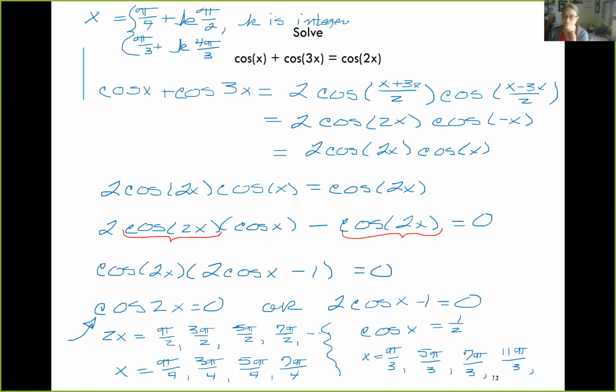I got there because I had my sum to product identity. All right, that's it for this section.